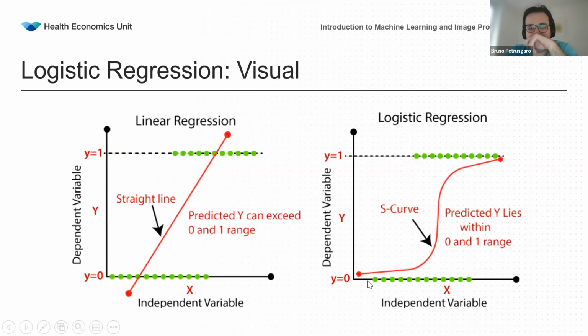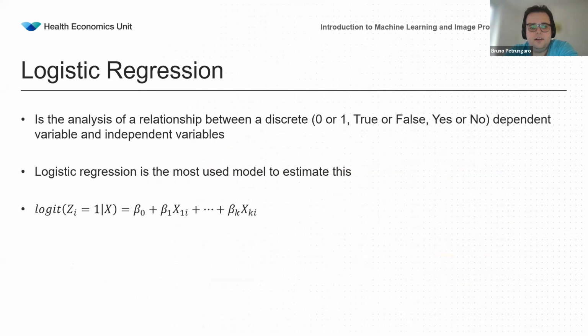As you see, we have an S curve here. And this S curve is much closer to the points, which all start to pile up at one and zero. That's one of the reasons why we use logistic regression for this sort of problem. Like we said, we have a relationship between a discrete variable, zero or one, true or false, yes or no, and our predictors.